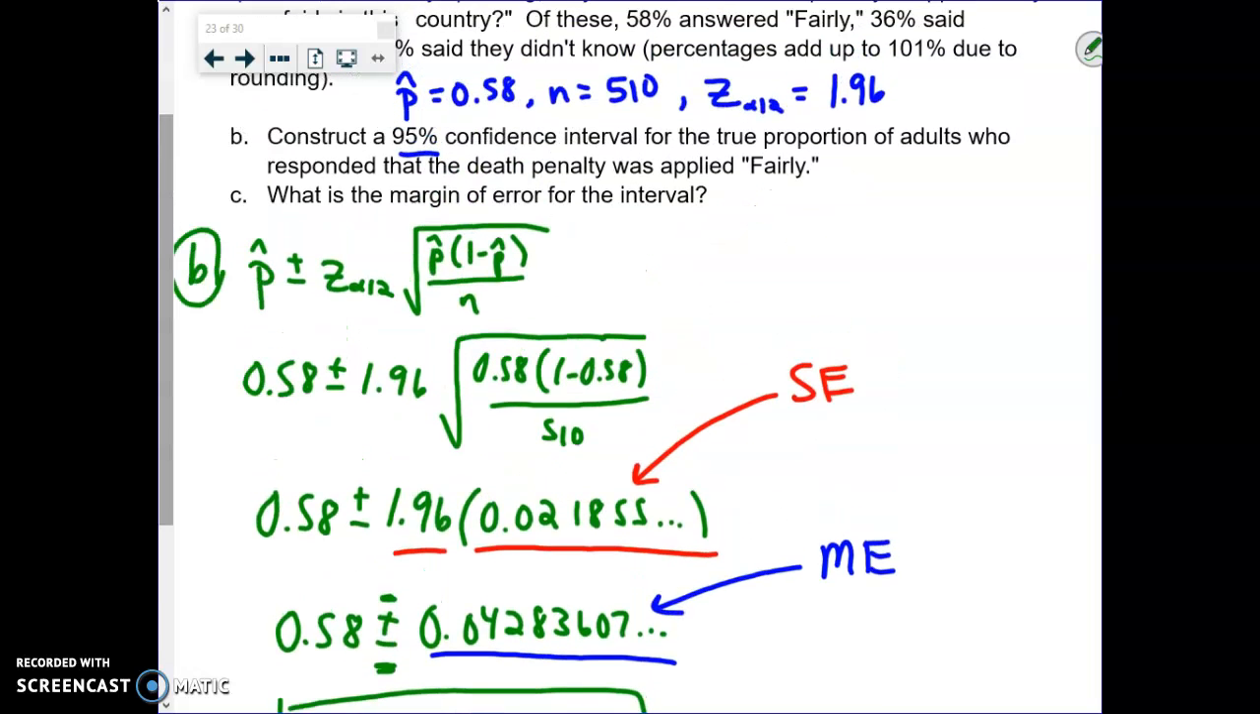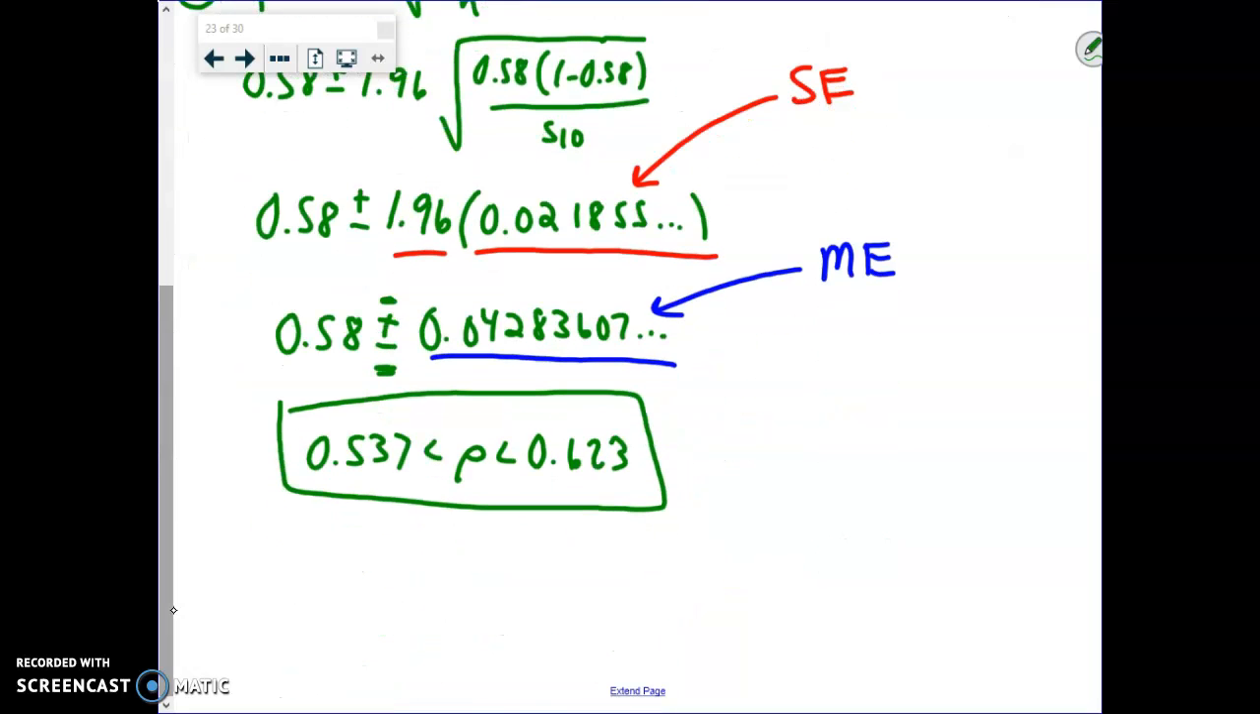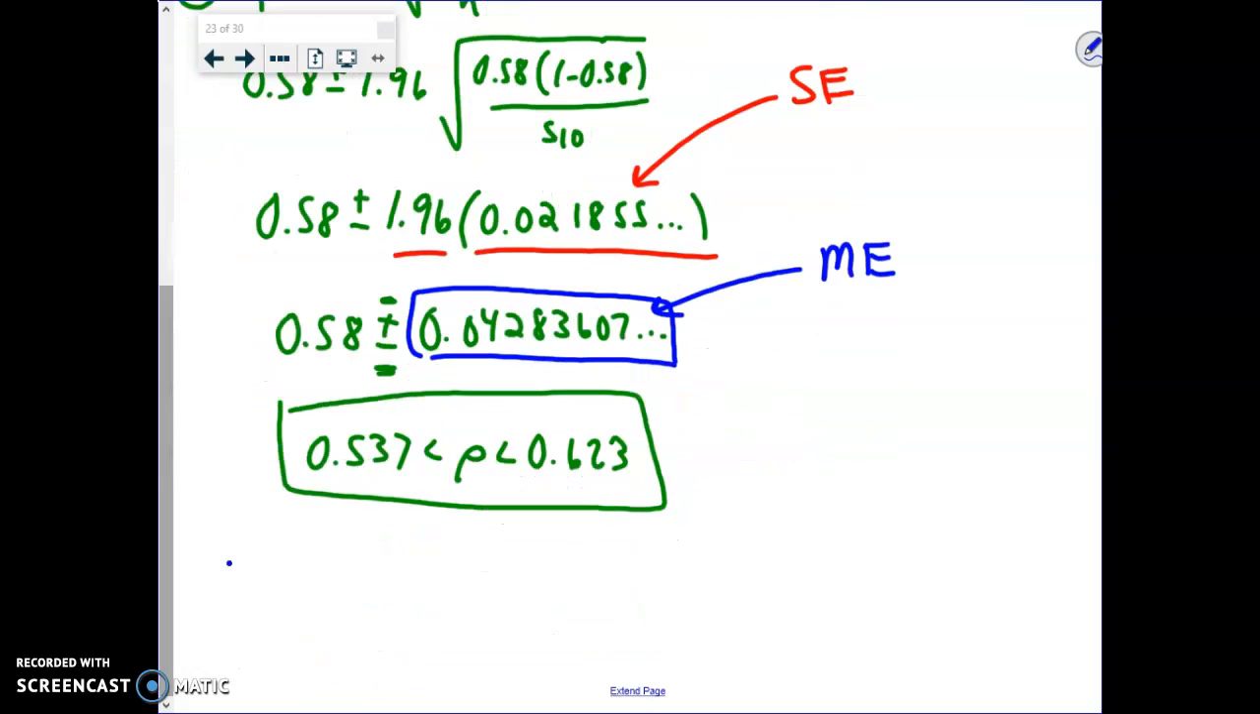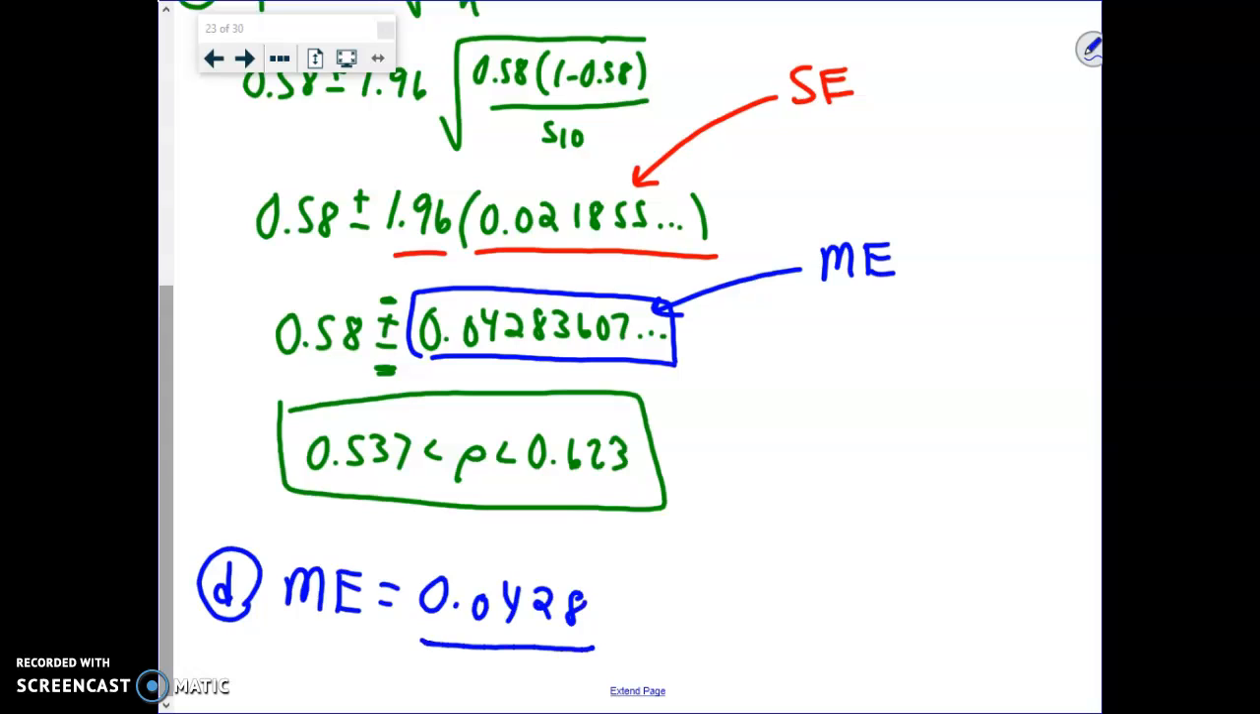The reason I'm going a little bit over 7 minutes is because now for part C, what was the margin of error? Well, we found that right here. This is your margin of error. I'm going to take it out to 3 significant digits. So this is part C, and your margin of error is equal to 0.0428. That is your margin of error. And in the next video, we'll finish up and look at part D.